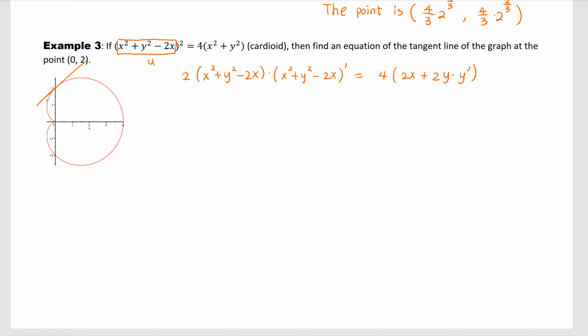So far, so good, everybody. This is the first step. On the left hand side, we use the chain rule. On the right hand side, when we differentiate the y, don't forget to multiply by y prime. Okay, so we continue.